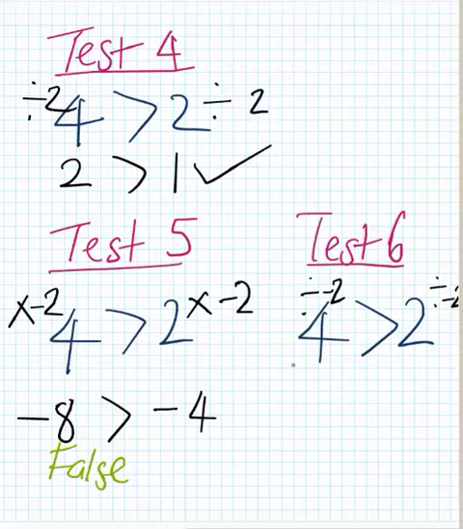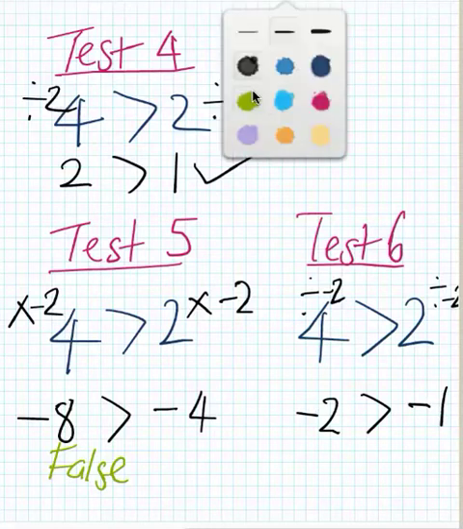4 divided by negative 2 is negative 2, and 2 divided by negative 2 is negative 1. Now, is this true or false? Is negative 2 greater than negative 1? No, it's not. So this is actually false.